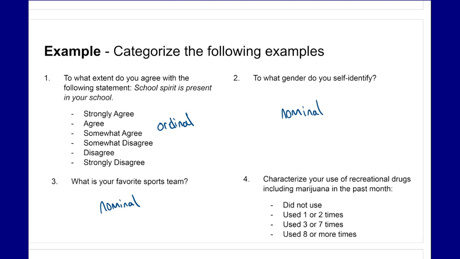And lastly, characterize your use of recreational drugs, including marijuana, in the past month, ranging from did not use, used 1 to 2 times, used 3 to 7 times, used 8 or more times. So while there's not really a rank, there is a way that we can order this in a logical way. We kind of already see it done here. We see our different categories, different groups, and we can see a kind of rank to it, ranging from 0, not using it, to more than 8 times. So this would be an example of ordinal.